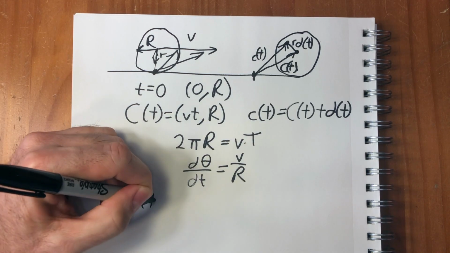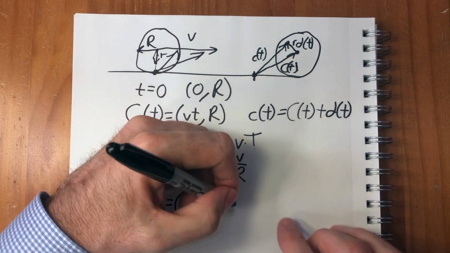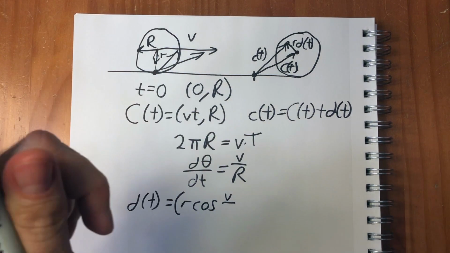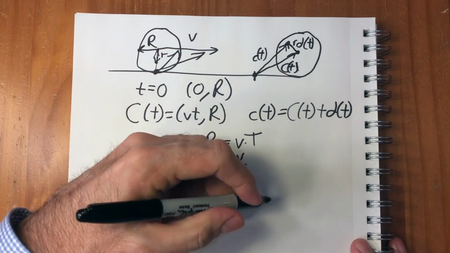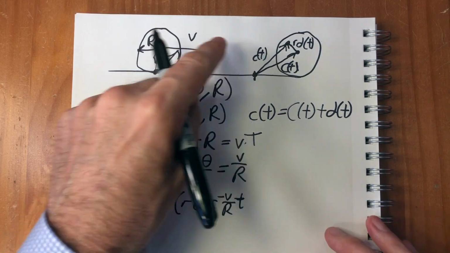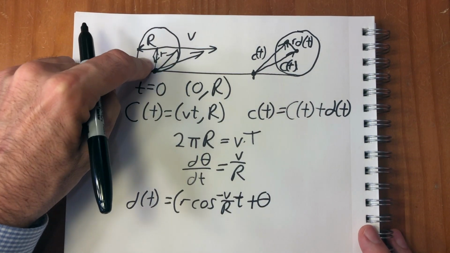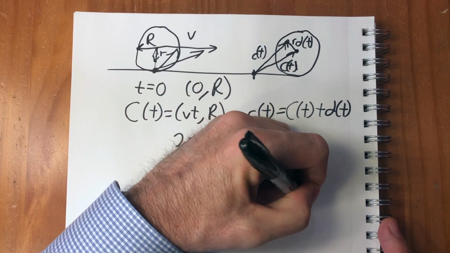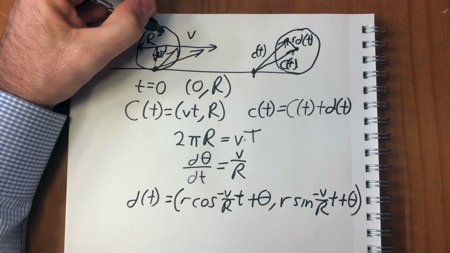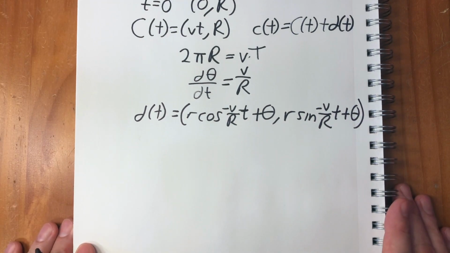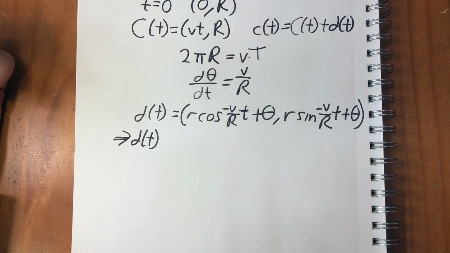Okay, so d(t) is going to equal the radius times cosine of the angular velocity times t. Oh, the other thing to remember though is that it's going clockwise, so we need to make it negative. So it's minus v over r times t. Now, it depends on where it's starting, so there's some plus some angle, which is the initial position, comma, r times sine of minus v over r t plus some angle. In this case, it's minus pi over 2, right?